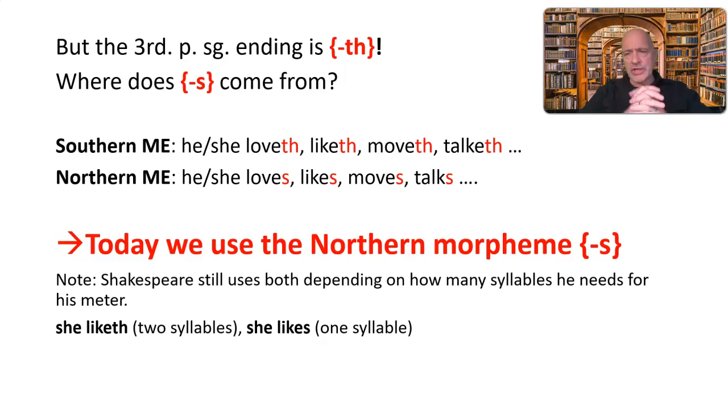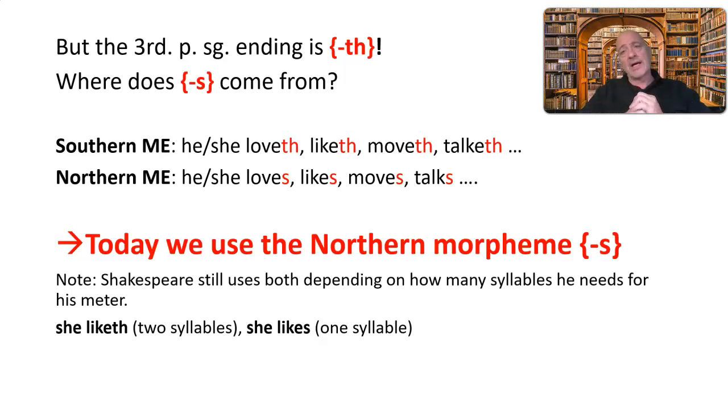One more thing, Shakespeare could still use both. Shakespeare could still say she liketh and she likes. He uses both endings, the Northern and the Southern English variety. It depends on how many syllables he needs for his meter. If he needs 2 syllables for the meter to fit, he says she liketh, because liketh has 2 syllables, and if he only needs 1, he writes she likes, which has only 1 syllable.